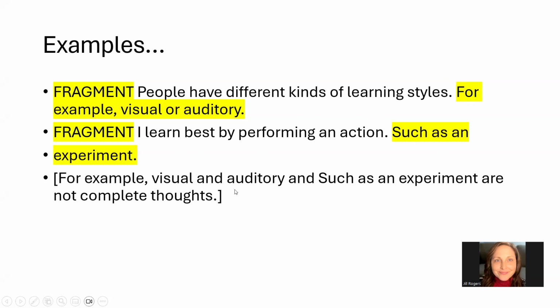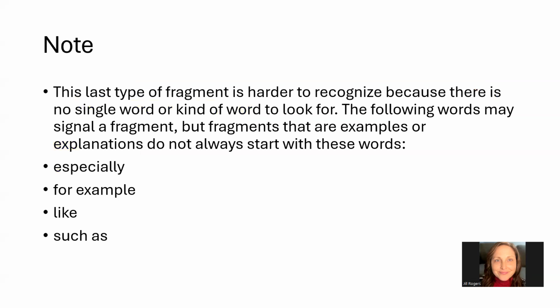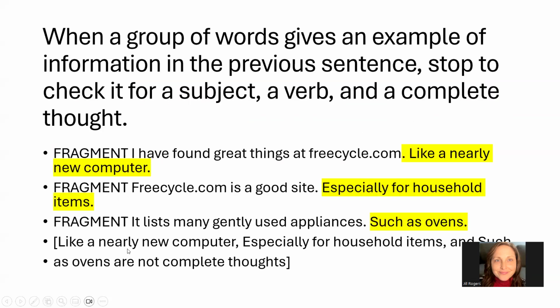Well, such as an experiment is not a complete sentence. It's missing a subject and a verb and a complete thought. Okay. So remember, especially, for example, like, or such as tend to cause fragments sometimes. So when a group of words gives an example of information in the previous sentence, stop to check it for a subject, verb, and a complete thought.